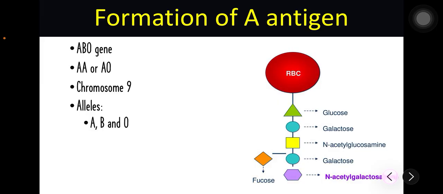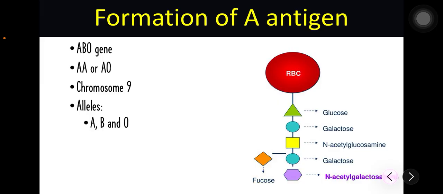The A antigen cannot be formed from scratch, so it requires a pre-existing foundation called the H antigen. First, the H gene on chromosome 19 produces an enzyme that attaches a sugar called L-fucose to a precursor chain on the RBC. This structure is now the H antigen, which acts as the acceptor molecule for the A-specific sugar.